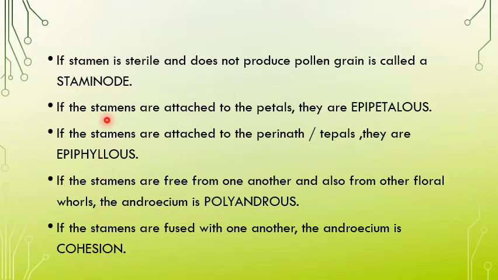Sometimes a question may come: what is epipetalous? It means the stamens are attached to the petals. What is epiphyllous? When stamens are attached to the perianth. What is polyandrous? That is free stamens. And what is cohesion? When the stamens are fused. And a very simple one-word question: what do you understand by staminode? It means the stamen is sterile. Sterile means it does not produce the pollen grain, which is the main function of the stamen, that is the formation of pollen grain, the male gamete. If the stamen is not producing it, that is staminode.